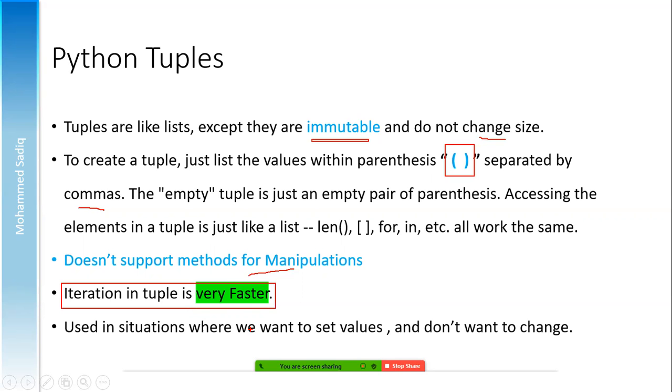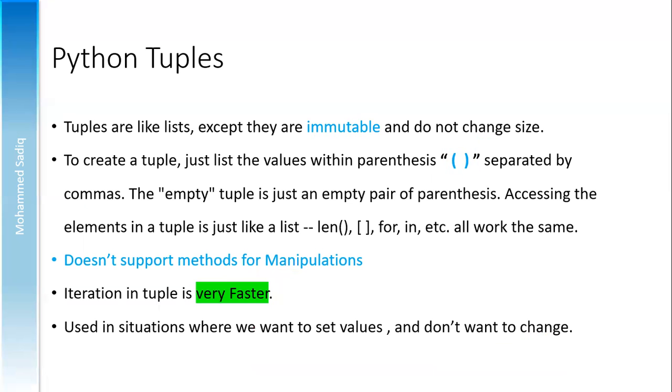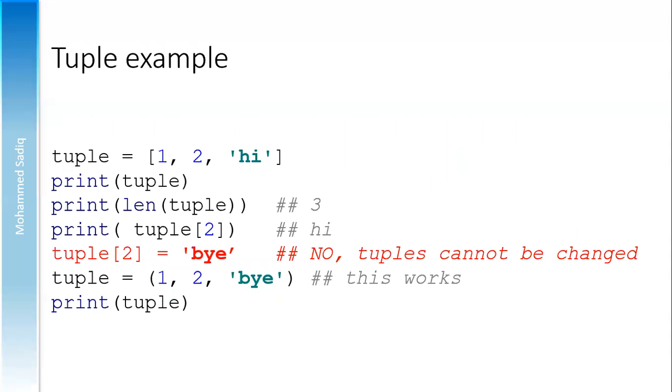So in places where I want to store a group of elements only for the purpose of reading, tuple is the preferred one. But if you want manipulation, the list is preferred. Tuples are used in situations where you want to set values and not change them, like a read-only list of values. Now let us see how we create a tuple in Python.